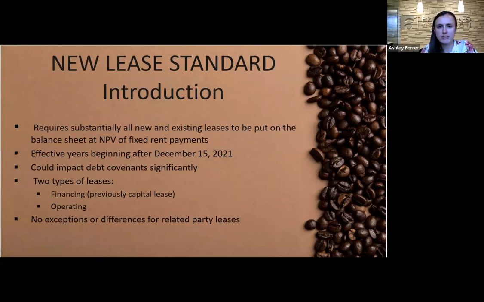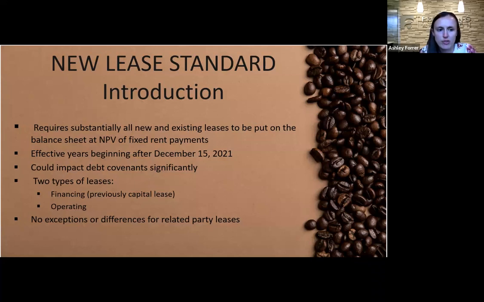So with the new lease standard, just a little bit of an introduction. The standard requires substantially all new and existing leases to be put on the balance sheet at the net present value of the fixed rent payment. Under old standards, we were only putting capital leases on. So operating, think like a building that you're renting, or a printer, or a vehicle. Those are some big examples of the most common operating leases. So now all of those leases are going to be put on the balance sheet.